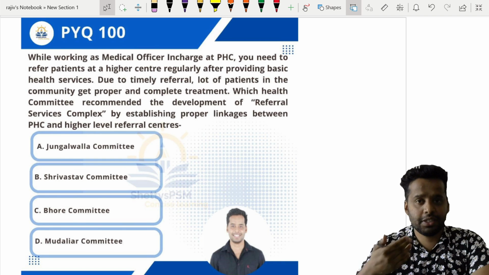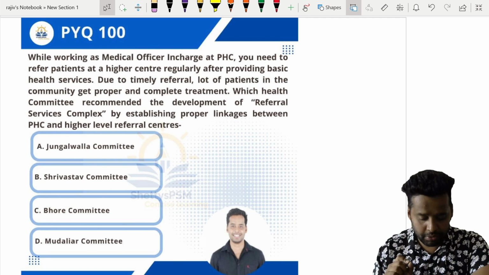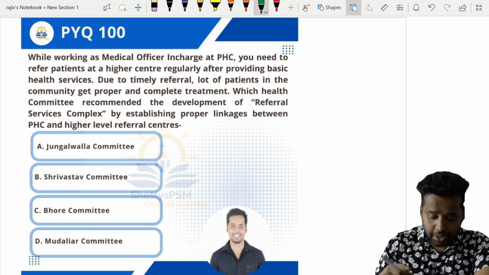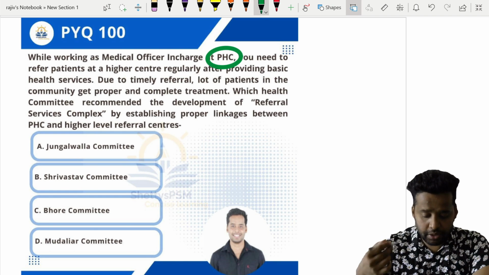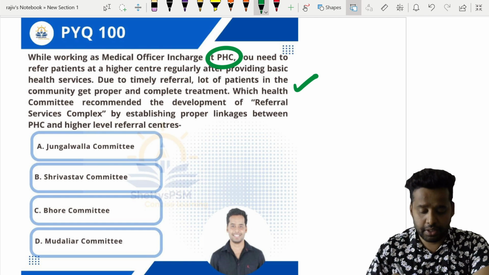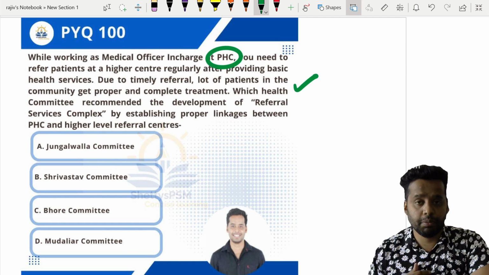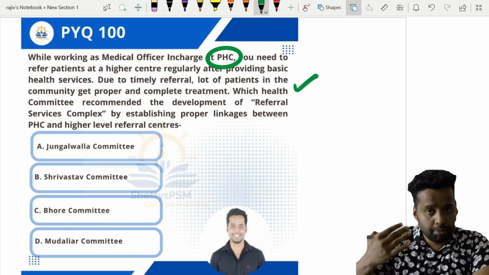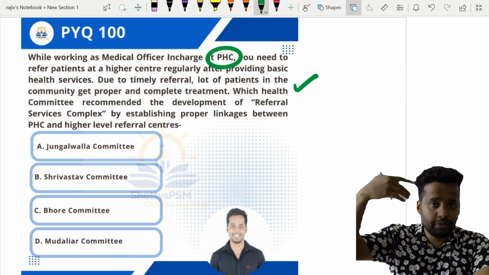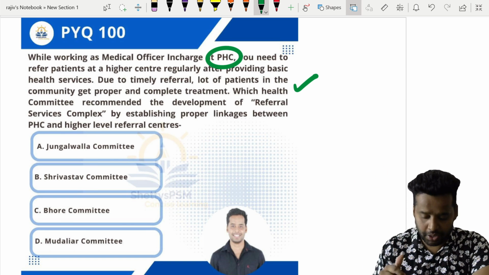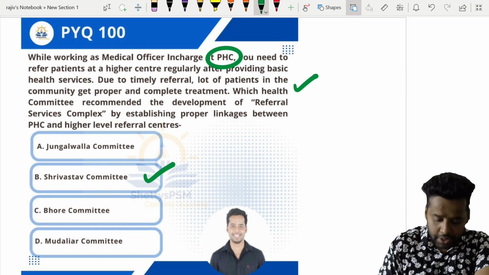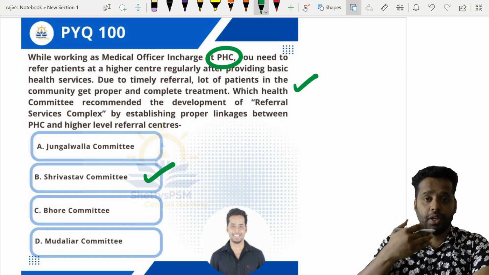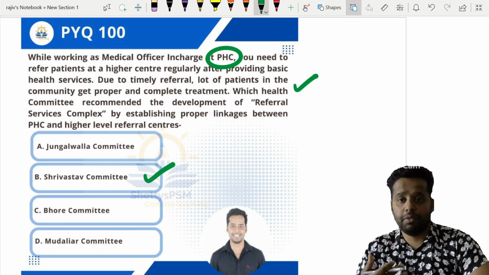And coming to the last PYQ, 100th PYQ is on health committees. You are a medical officer at primary health center. If you are referring the patients to the higher center, you can save the life of the patient. There is a proper referral service complex which has been established, like PHC you refer to CHC, from there we refer to district hospital. This was the contribution of Srivastava committee. Very important. Referral service complex has been proposed by Srivastava committee.